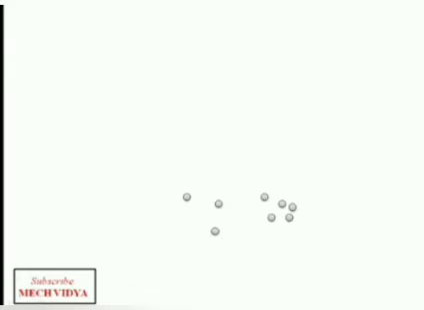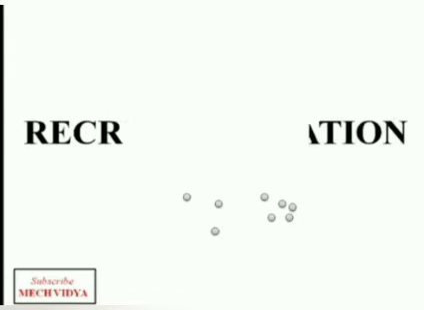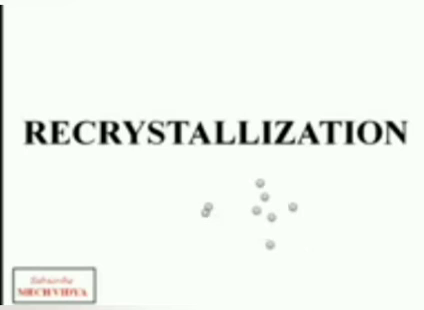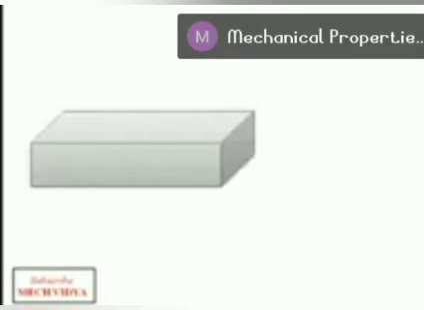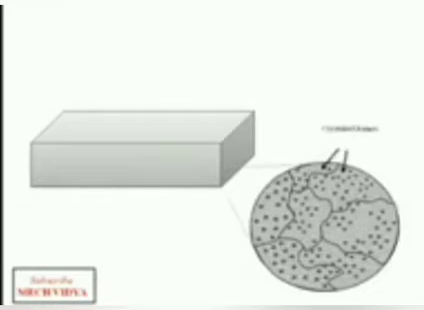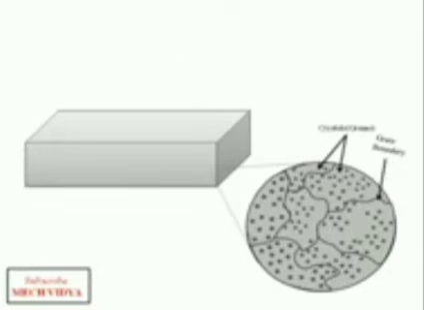Hello friends, welcome to this lecture on the recrystallization of metals. So recrystallization basically means reformation or rearrangement of crystals in a metal. To understand this process, we have to first understand the basic structure of metals. If we zoom into a metal block, we can see that metals are made up of crystals. These are the crystals. And how are they formed?